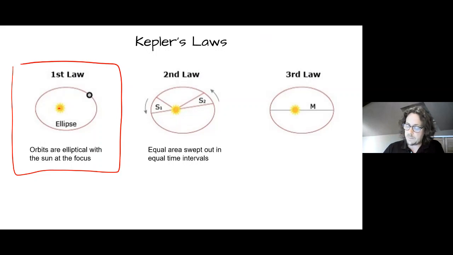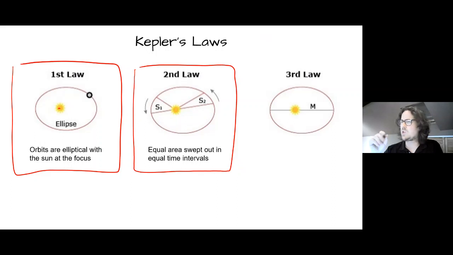The second law is one which I haven't seen assessed, but we are going to pay attention to, and that is that an equal area will be swept out in equal time intervals. So this area here, if I call this A1, would be equal to this area here, A2. So in an equal amount of time, an orbit will sweep out an equal amount of area.